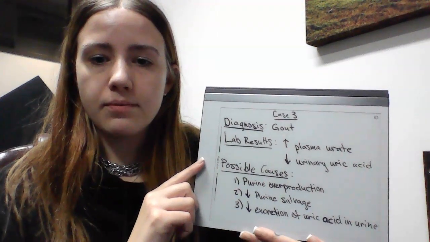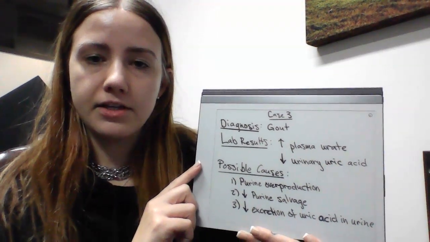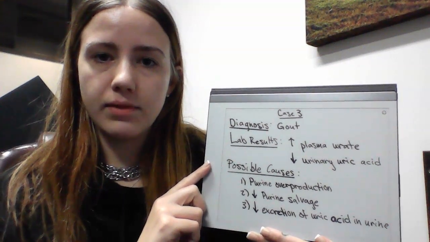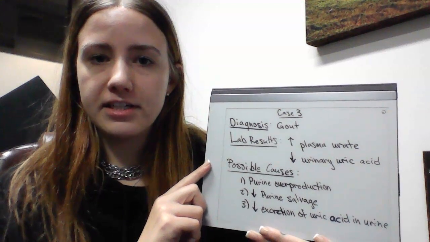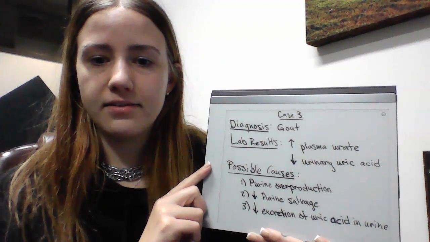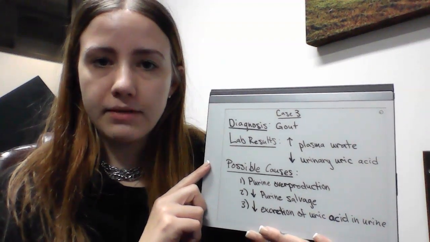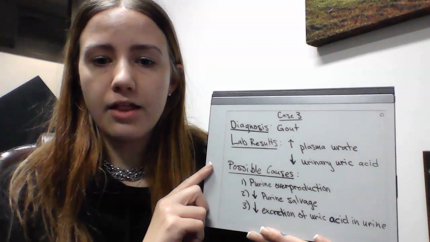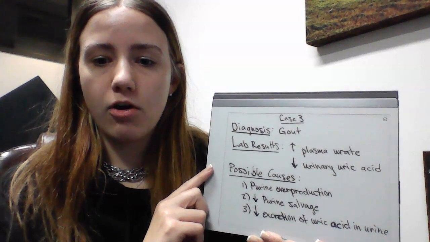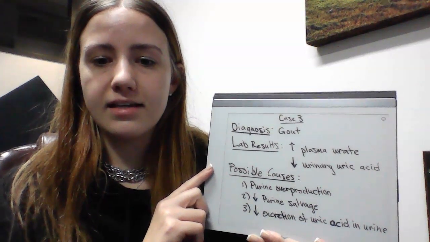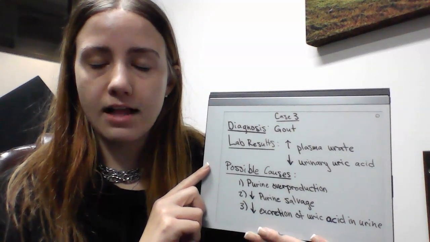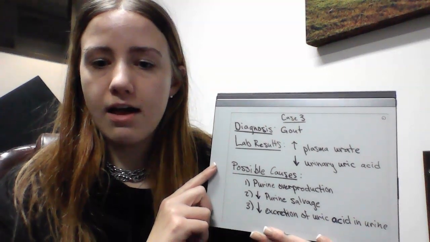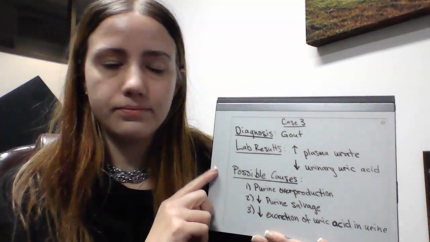So for case number 3, a man was diagnosed with gout. His lab results showed an increase in plasma urate and a decrease in urinary uric acid. We're going to look at 3 possible causes for these symptoms. The first is purine overproduction. The second is a decrease in purine salvage. And the third is a decrease in the excretion of uric acid in urine.